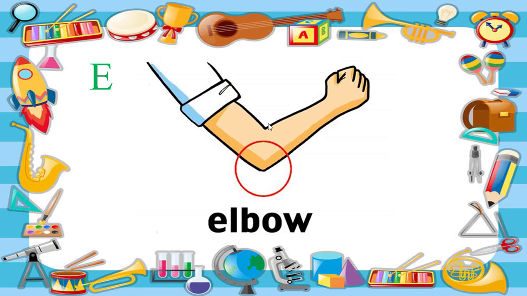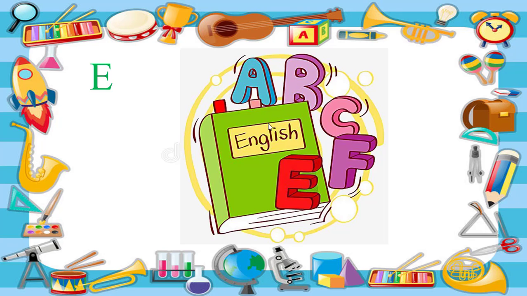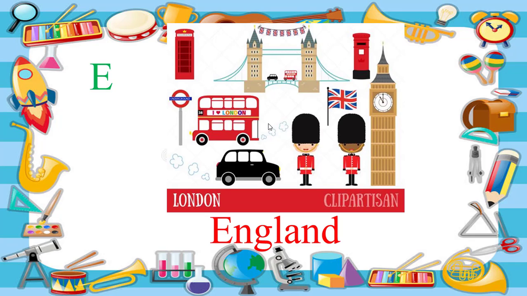E is for elbow. Elbow. E is for earth. Earth. E is for English. English. E is for England. England.